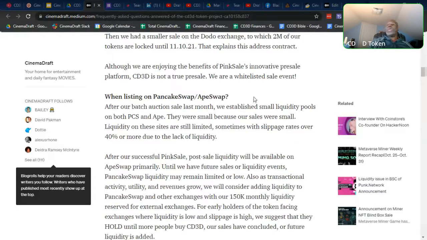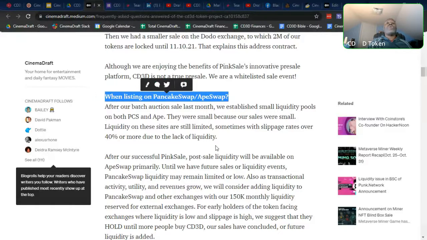When listing on PancakeSwap, ApeSwap, we do have small liquidity pools on ApeSwap and PancakeSwap. Primarily on ApeSwap, you'll find a little bit more liquidity, because we didn't have a lot of money from our previous sale. That's why we have low liquidity.